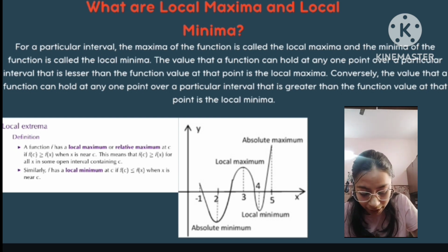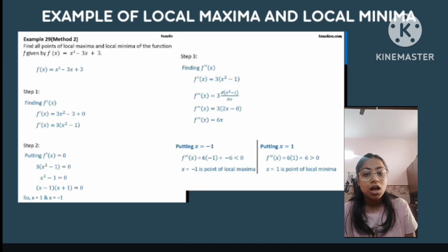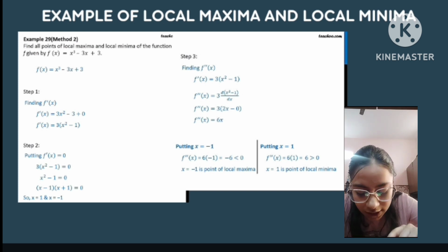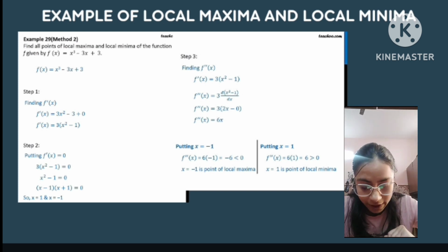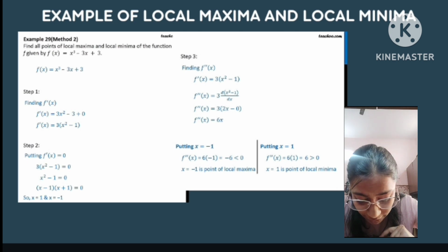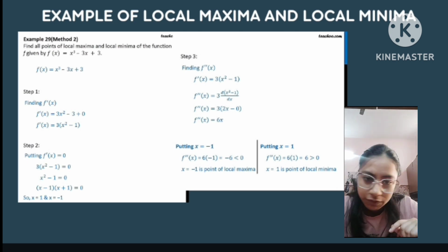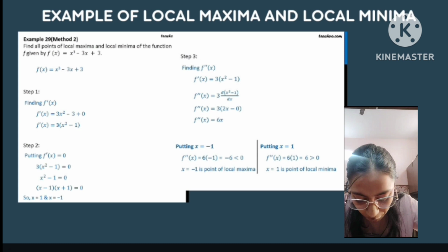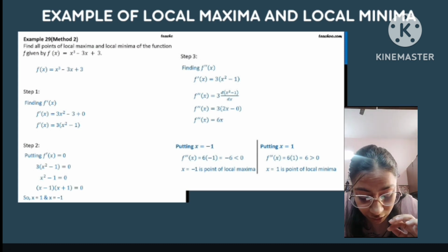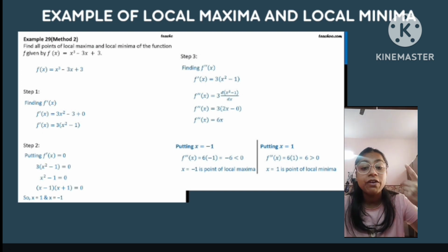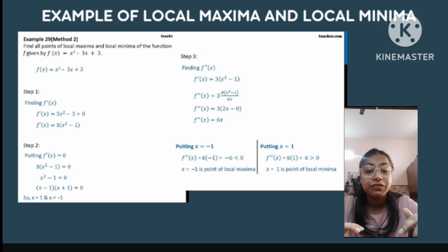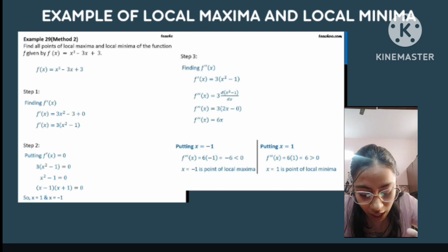We can find it by two methods. First, by the second order derivative. Suppose there is a function f(x) = x^3 - 3x + 1. First, as we all know, we'll find the critical points. The critical points will be 1 and -1. Then we'll find the second derivative. We will differentiate the function again, and by double differentiation we'll get 6x.